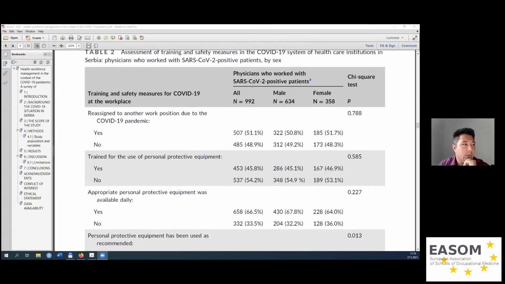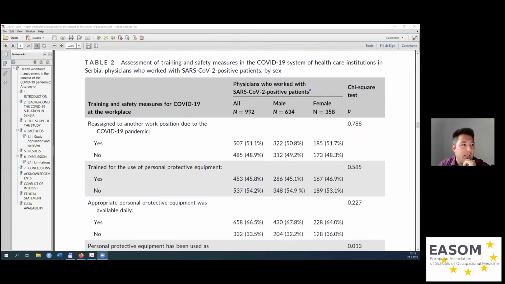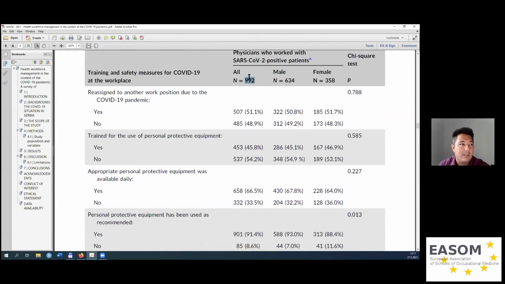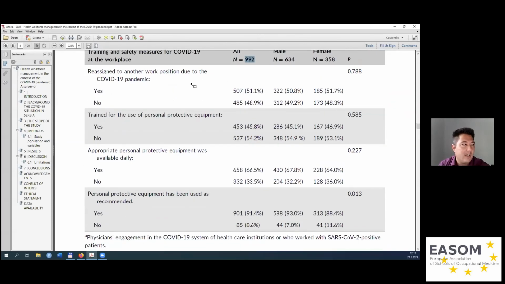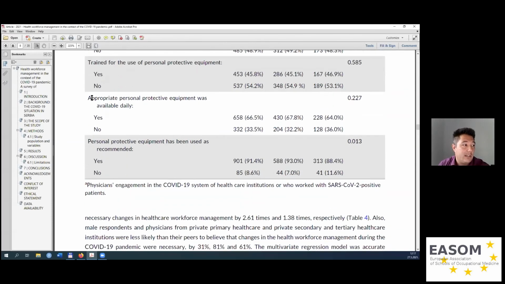I'm showing the survey that we did. It was 1,500 in total, but 992 were engaged with SARS-CoV-2 positive patients. And here are the questions that I was referring to.